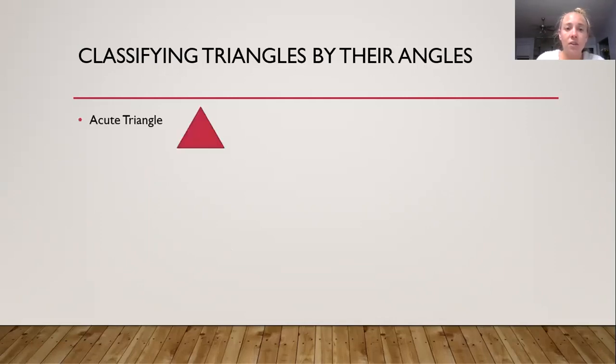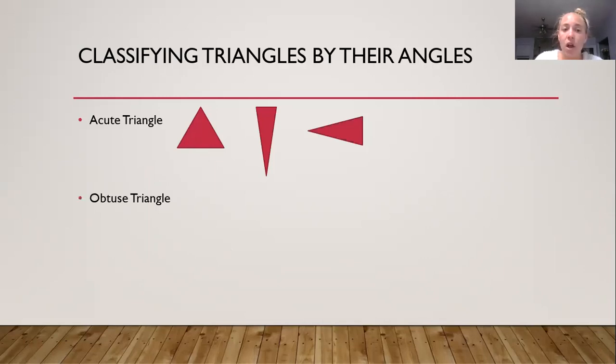There's acute triangles. That's where all three angles of the triangle are acute. That means less than 90 degrees. So here are some different examples of what acute triangles can look like.